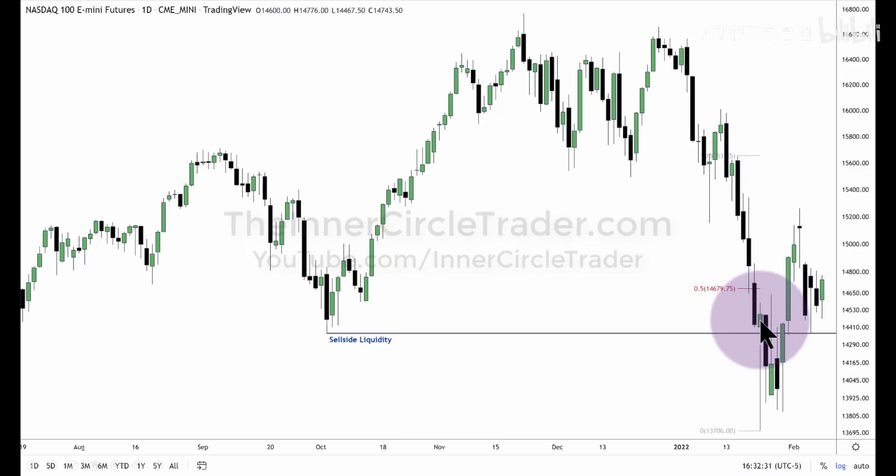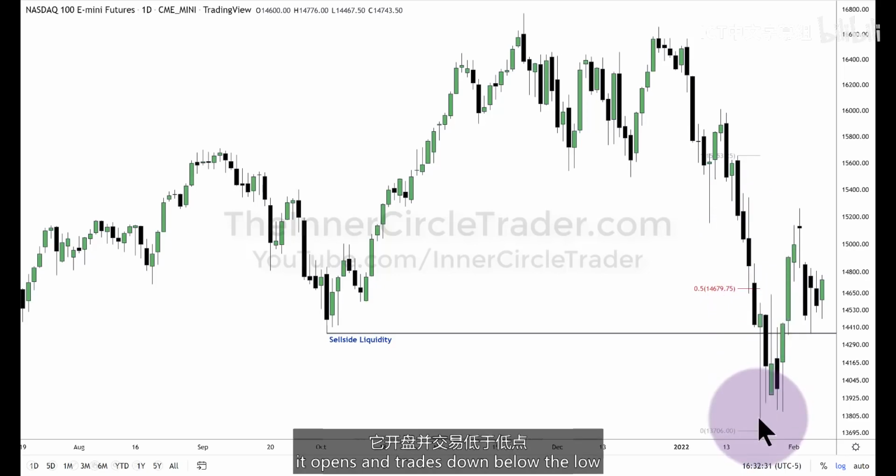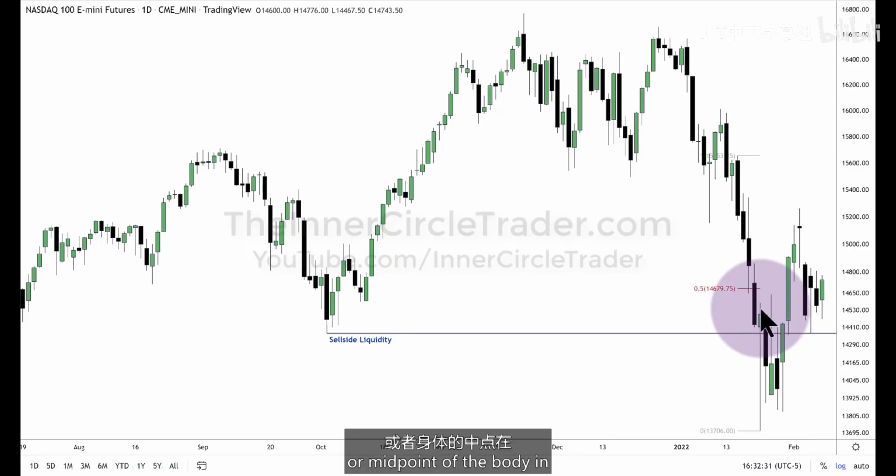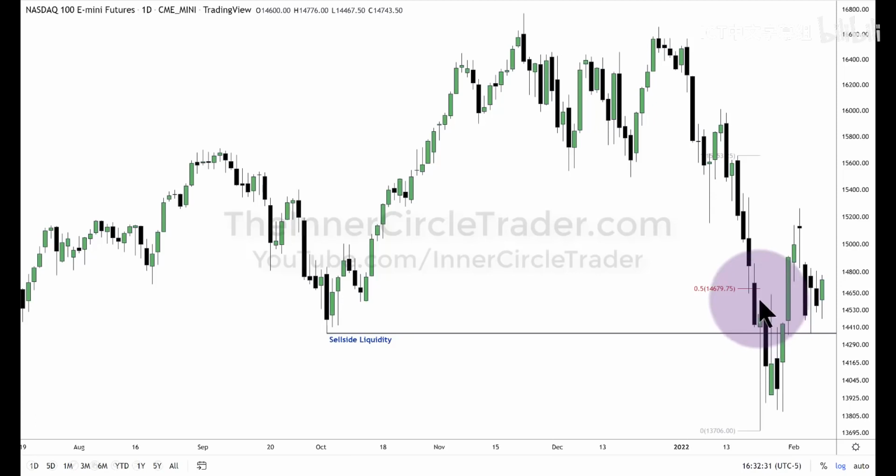Next day, same thing. And then here, it opens and trades down below the low and has a huge expansion move and then comes back above, and that's it. It closes near the high of the day or the midpoint of the body in this area here. Is there a lot of up-close candles during that bias being bearish? No.